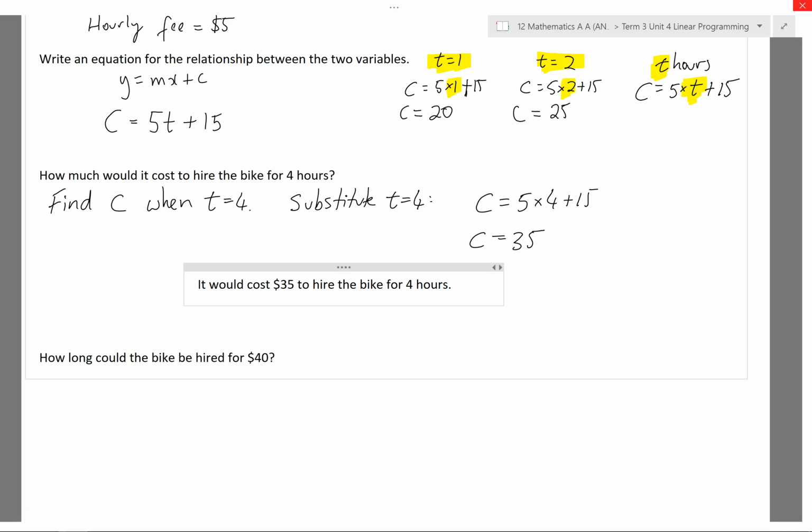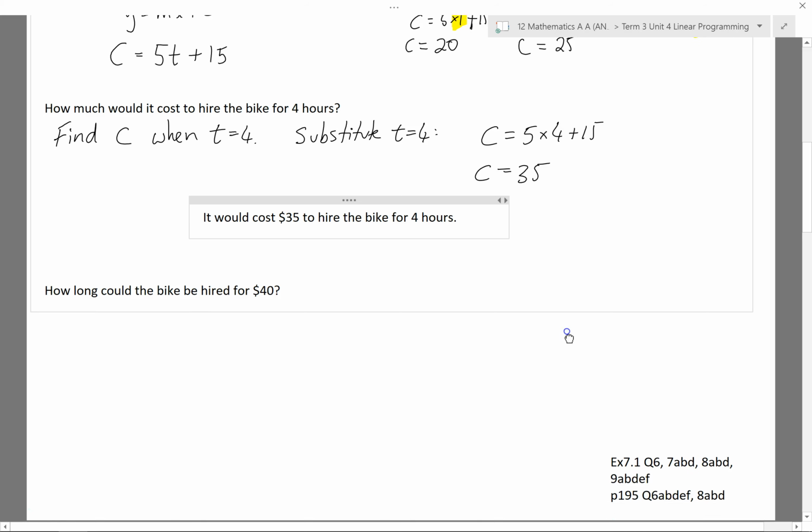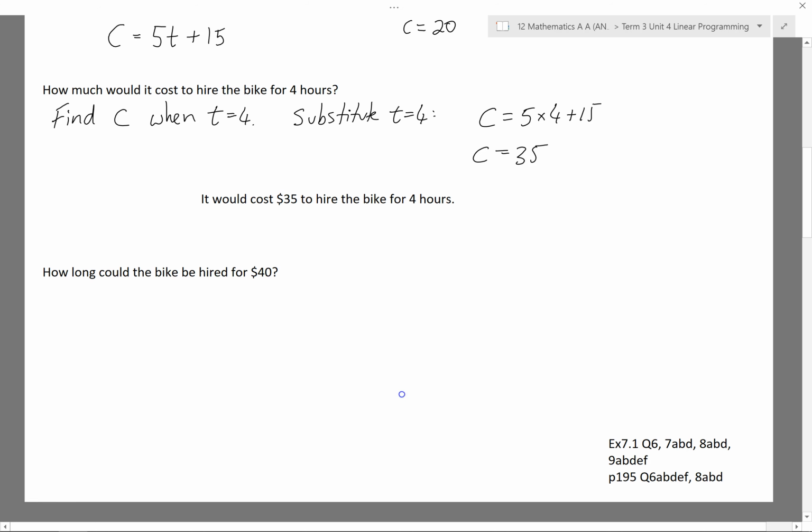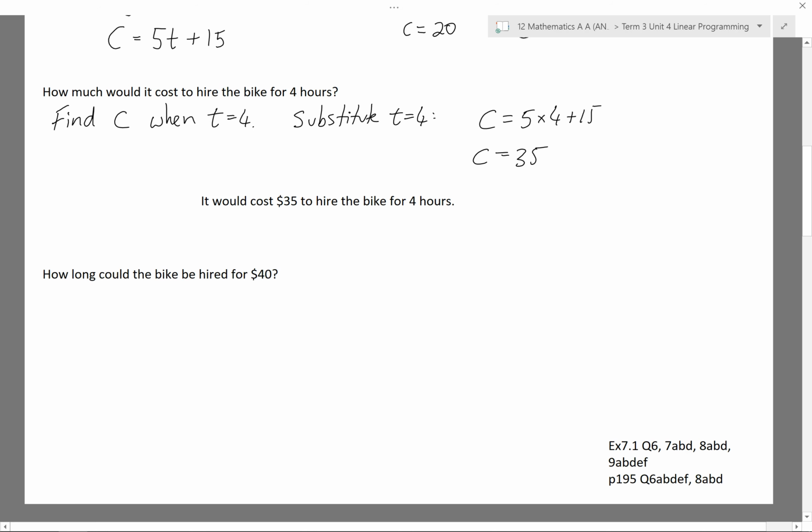It might seem pretty straightforward. Why did we need the equation at all? In these other types of examples, it's a lot easier to use the equation. For example, how long could the bike be hired for $40? What this is asking me is for me to find T when the cost C equals 40. So I'm going to be substituting C equals 40 into that equation. So up here, whenever I see C, I'm going to write 40.